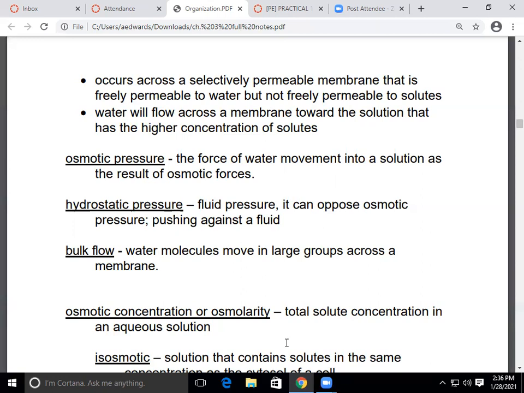Okay, you also have hydrostatic pressure, which is basically pressure in the fluid itself. And it can actually go against osmotic pressure, and it pushes against the fluid. Okay, so it's kind of like for every action, there's an equal and opposite reaction kind of thing. So osmotic pressure is pushing in one direction, hydrostatic is pushing back.